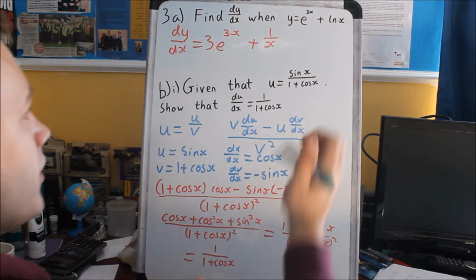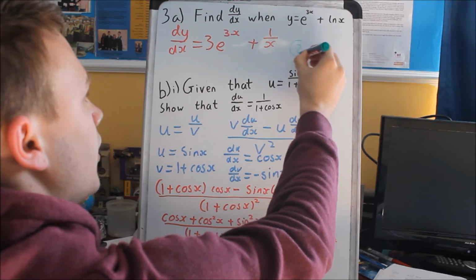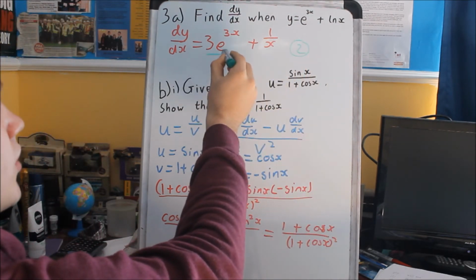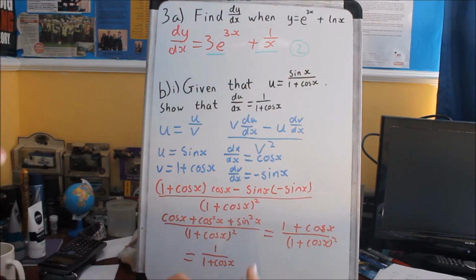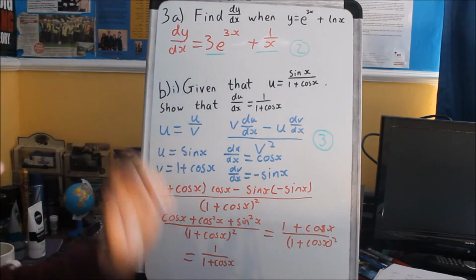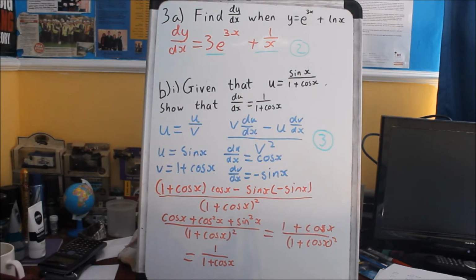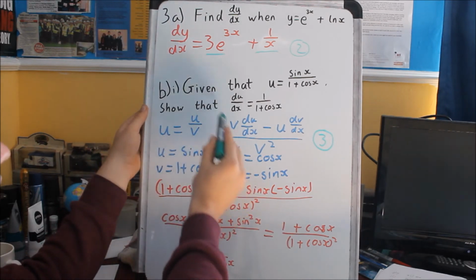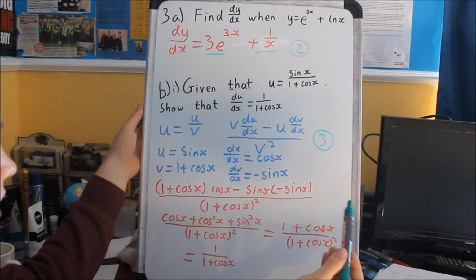Part A was worth 2 marks. There was a mark for differentiating e to the x right and a mark for differentiating natural log x right. B part 1 was worth 3 marks. Personally, I think it should have been worth slightly more. I thought that was quite hard to notice some of those things, but it's only worth 3 marks. Obviously selecting the right formula and stuff is going to give you a method mark.